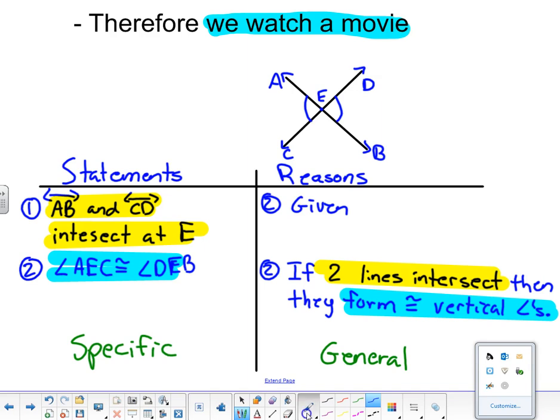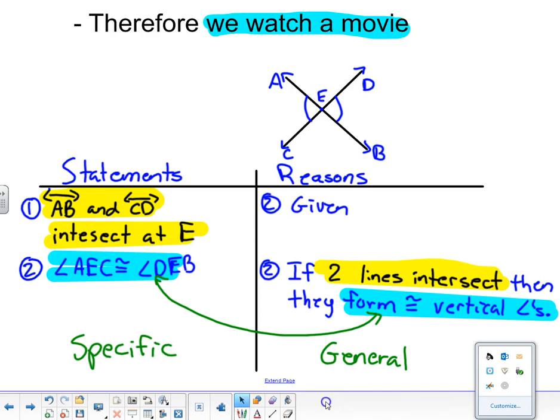The part that I wanted to point out to you is that this hypothesis is always connected back to a previous statement: if two lines intersect, and we said that back here. And then the conclusion, we always see a connection between the statement and the conclusion. So angle AEC is congruent to angle DEB, form congruent vertical angles.